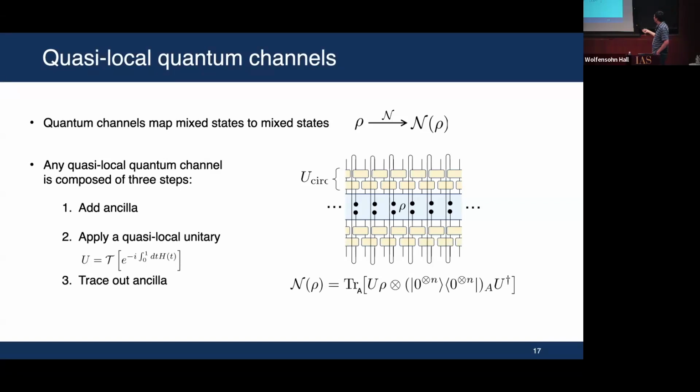Oh yeah, so the ancilla, of course, has to have the same geometric locality as the system. Right? And we start from a product state in the ancilla. And also the interaction between them is local. So every step in this composition, in this kind of description, has to respect locality.